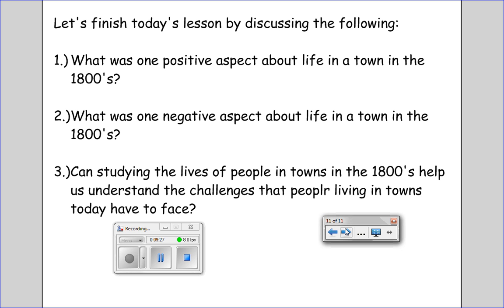So what you're going to do is put the video on pause so that you can reread and consider each question and write down your responses. If you don't feel ready to do this activity, it means you need to go back and watch this video at least 2 more times, and then when you're ready, put the video on pause.